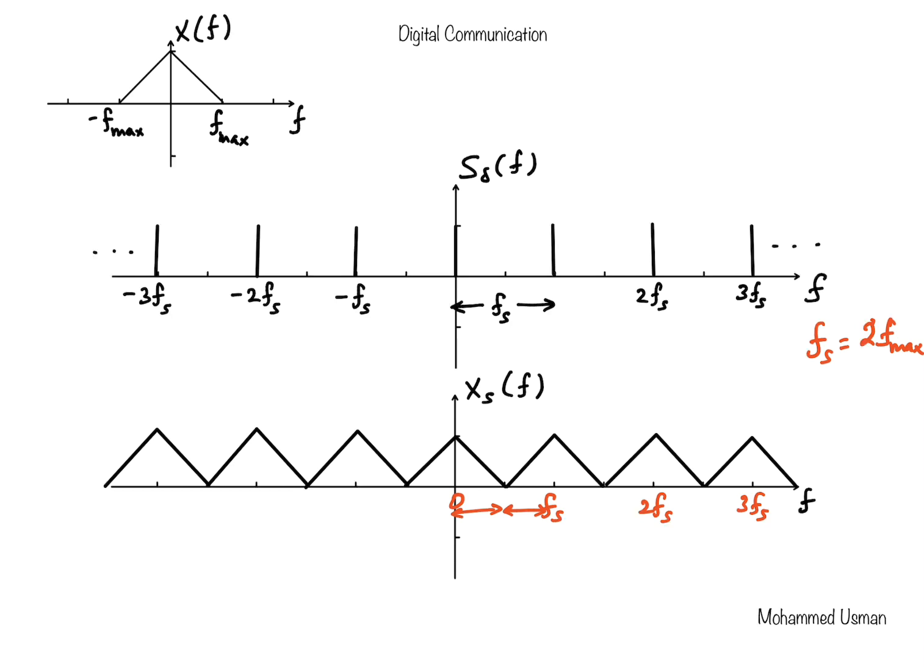So now we see that the spectral replicas are touching each other. You see there is no gap between the spectral replicas in the sample signal, so they are just touching each other. So that is what we see when you've done the sampling at a rate which is exactly equal to the Nyquist rate. Let me mark these points. So that's minus 2fs and minus 3fs and so on, right? So you'll have it like this.